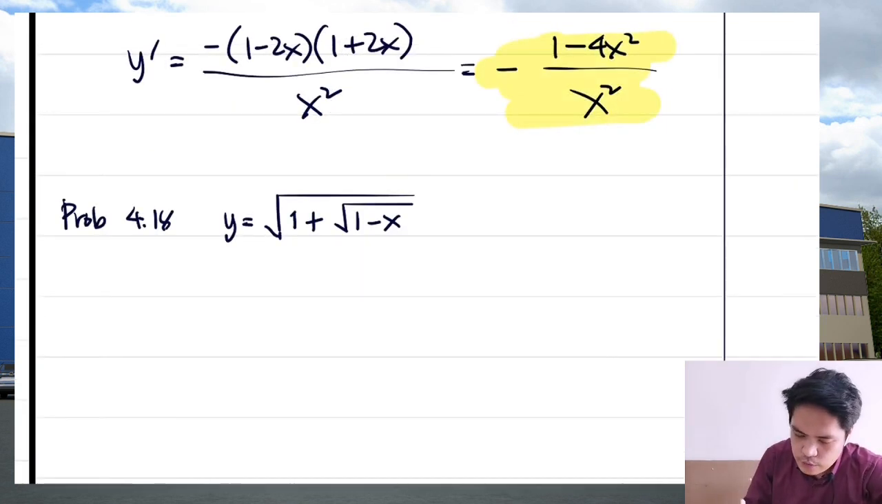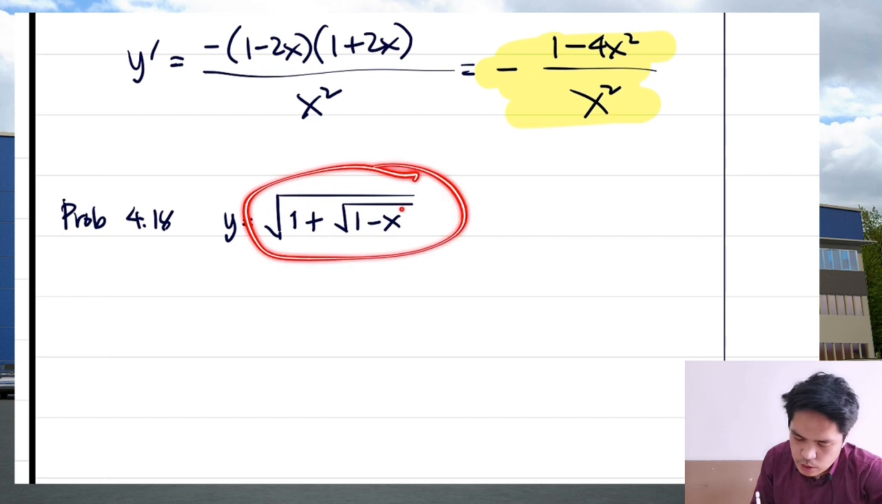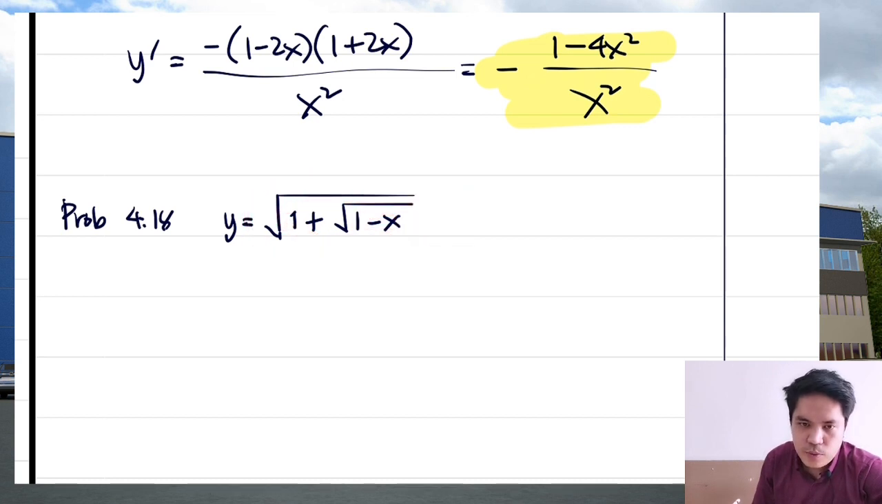Okay, suppose we have this function y is equal to the square root of 1 plus the square root of 1 minus x. So in this case, we have a function within a function within a function. So we have a mother, a baby, and a worm. We've gone all the way down to the worm. Okay. So to solve this, just use chain rule.